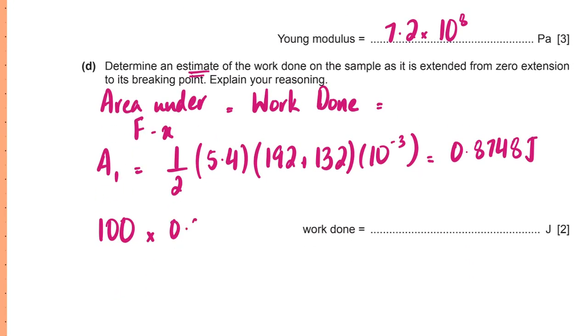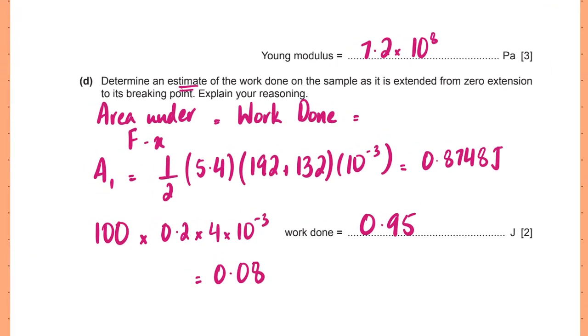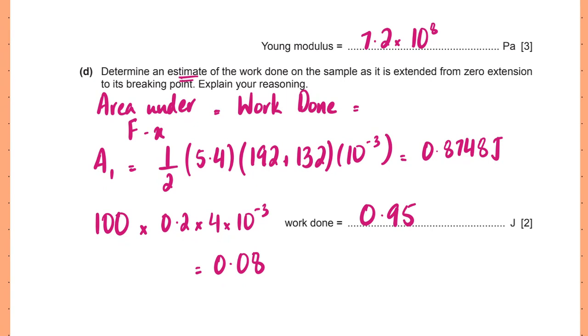100 into 0.2 into 4 into 10 to the negative 3, and then I'll just add. This is 0.08. So I'll add both of these. So 0.8748 plus 0.08, which is 0.9548. So 0.95 is what I'm getting, right? Again, this type of question where you have to estimate, this is going to take slightly more time than the rest of the parts, and that's fine.